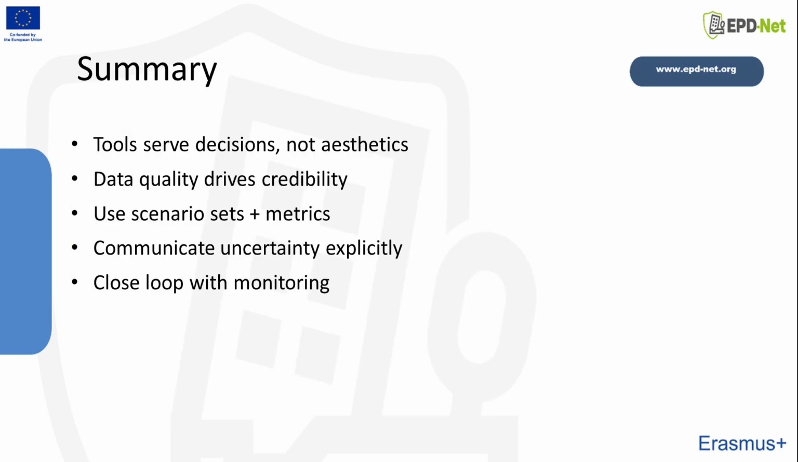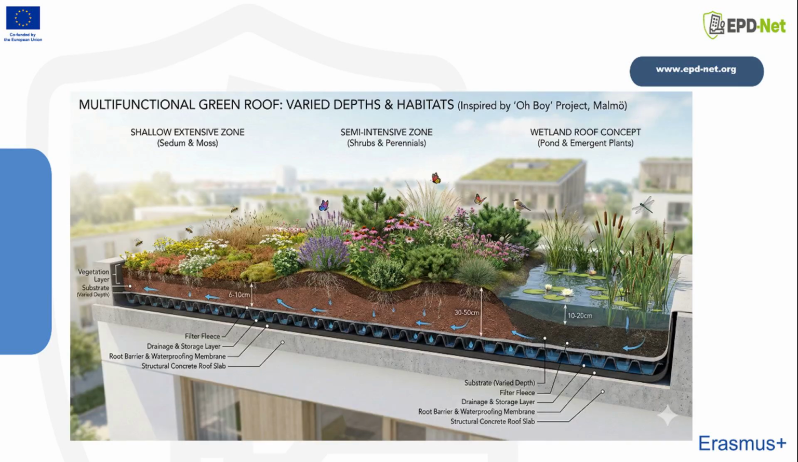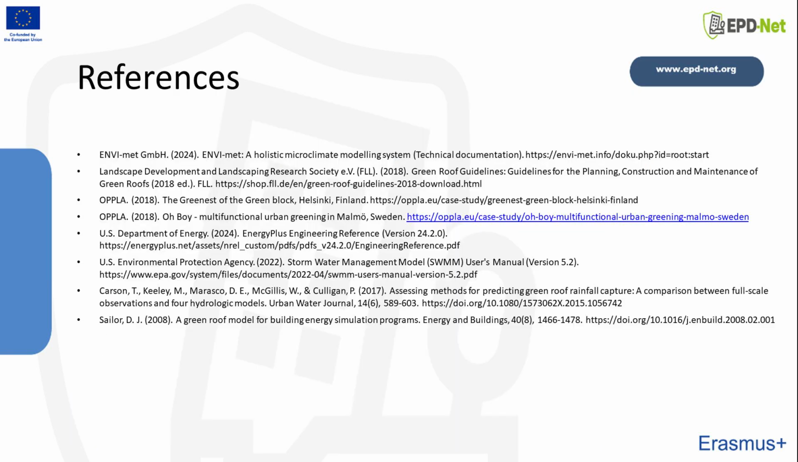To summarize, tools serve decisions, not aesthetics. Data quality drives credibility, so document sources and assumptions. Use scenario sets and metrics that match the planning question, and communicate uncertainty explicitly. Combine models only when it adds value, otherwise keep it simple. Close the loop with monitoring and maintenance, because performance claims without feedback are marketing, not planning. If you remember only one thing, a transparent workflow beats an opaque, black box result, even if the black box looks more sophisticated. This slide begins the reference list for the planning tools and practices topic.